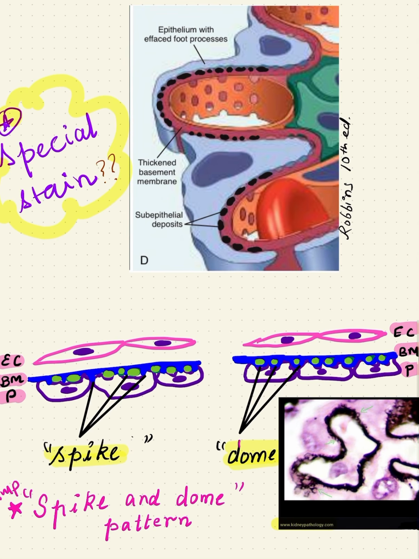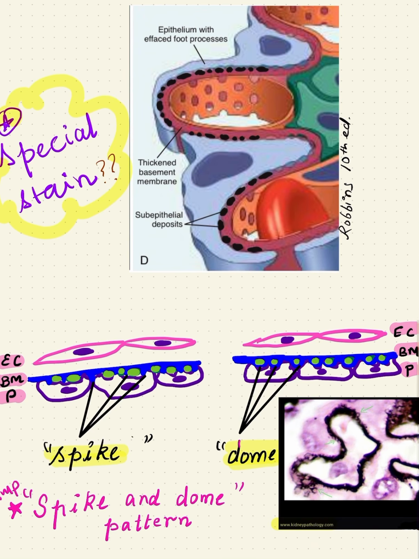In the glomerular basement membrane, in the glomerular filtration barrier, on the outer side there are the podocytes. These are the podocytes, and in membranous nephropathy the foot processes are effaced. Next there is the basement membrane. After that there is the fenestrated endothelium. The immune complexes are present between the epithelium and the basement membrane. So these are the immune complexes.